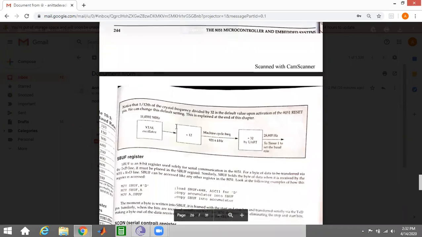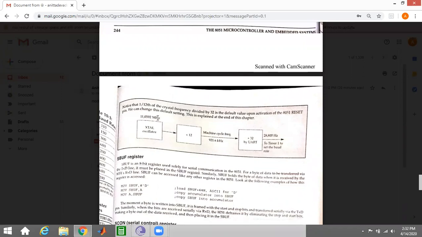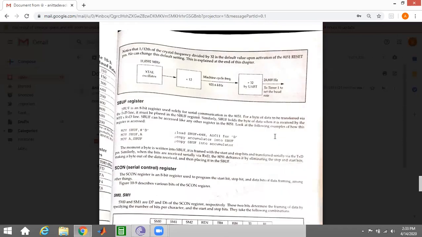This is nothing but the formula. See, 11.0592 megahertz, we have to divide first by 12, and we get 921.6 kilohertz. But when we want to do serial communication, again you have to divide by 32. So you get the answer 28,800. Correct? Okay, now we will see the next thing.